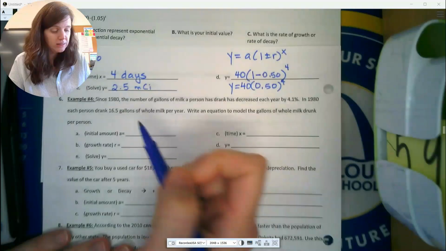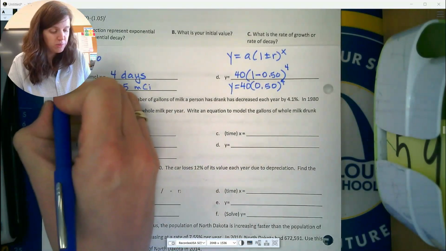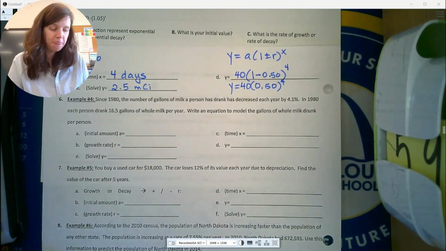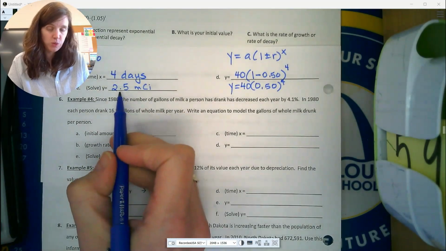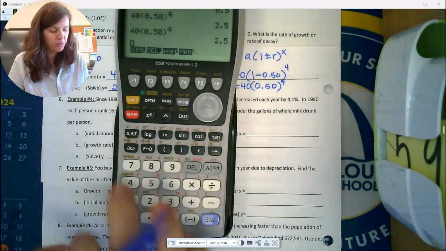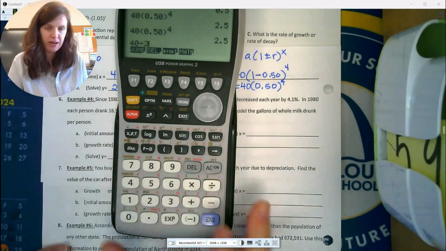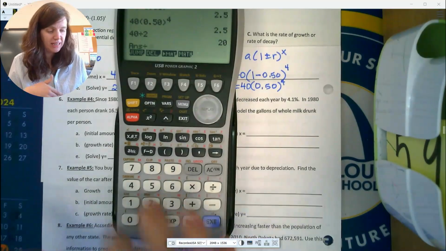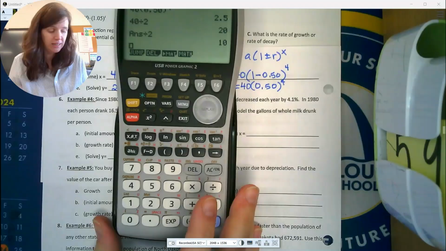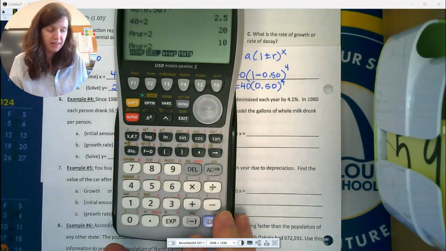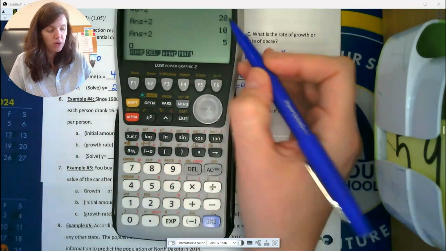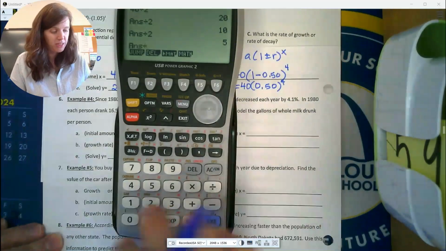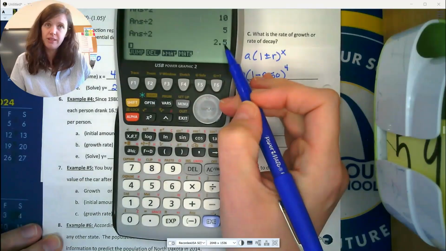I started with 40. That was my A value from the front page. And my R value was this. And after 4 days, that's where I'm at. And think about it. If I started with 40 and I divided it in half on the first day, I would have 20. Then if I divided it in half again on the next day, I would have 10. And then again on the next day, I would have 5. So I've divided once, twice, 3 times. I need to do it one more time. Divide by 2 again, and I get 2.5.